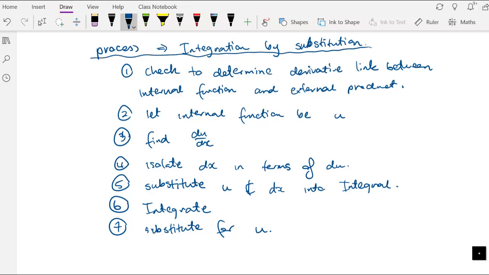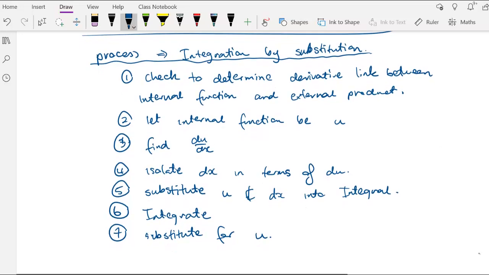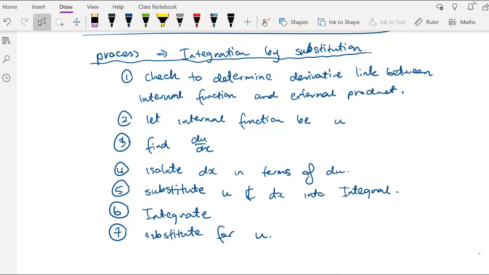So hopefully that makes sense. The idea is to simplify the integration and end up with something that you can integrate, devoid of the original extra product value. And that concludes the lesson.